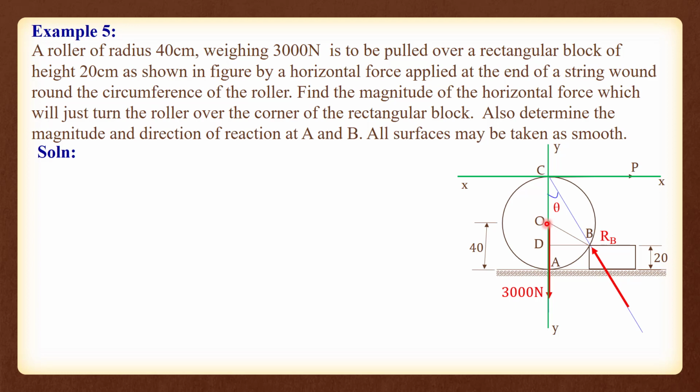And what is OC? OC will be the radius of the circle, which is given as 40 centimeter. Now OA also will be the radius of the circle, which is 40 centimeter. Now we know the height of the rectangular block, so AD will be 20. So what will be OD? OD will be 20 centimeters. So we know CD is equal to 40 plus 20, that is 60, right? Now if we can calculate the BD distance, then using the formula tan theta is equal to opposite side by adjacent side, we will be able to find out the angle theta.